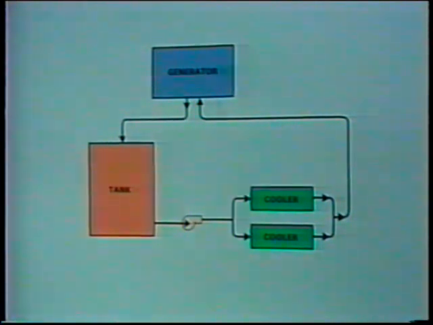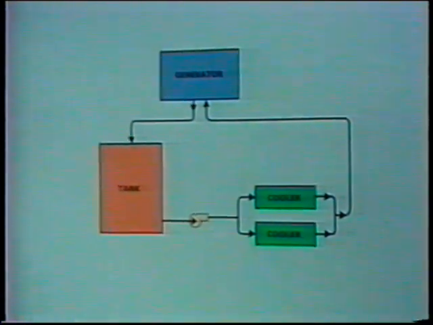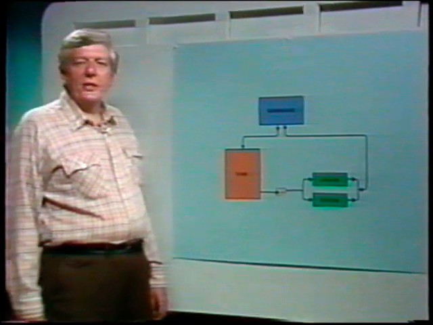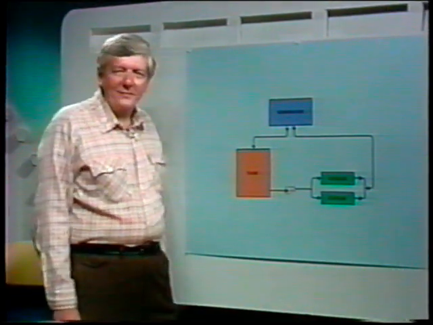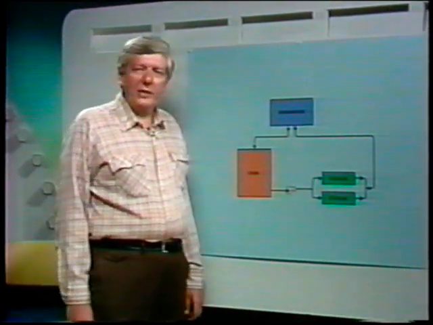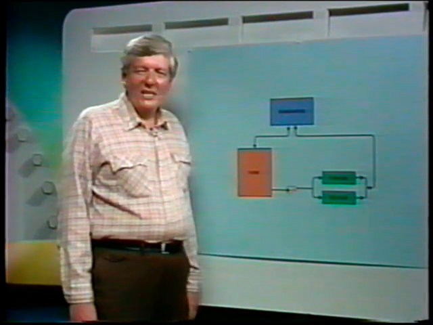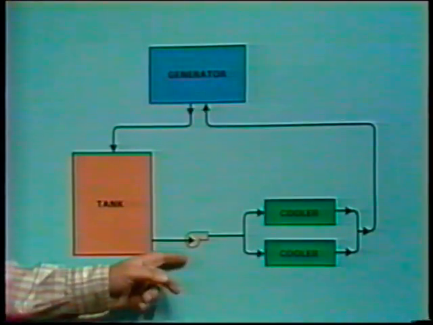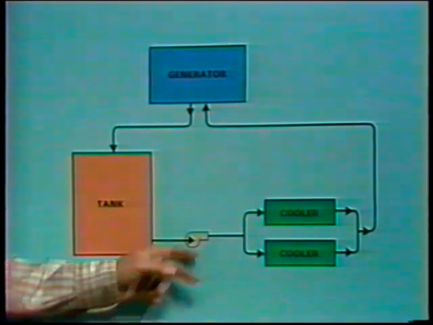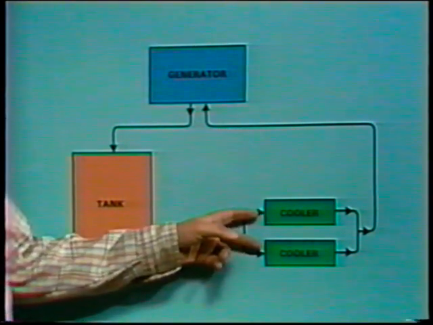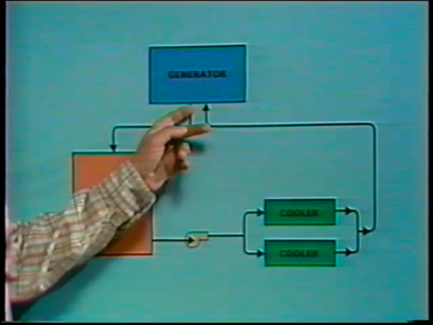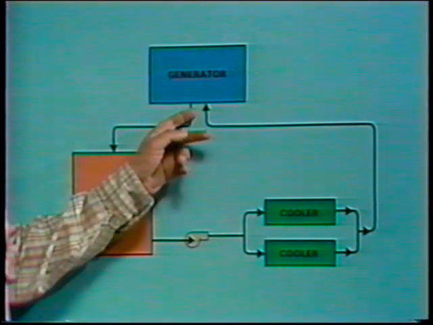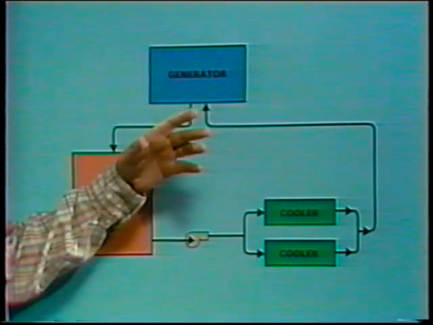Here's a schematic of a typical water cooling system. If the AC generators in your plant have a water cooling system, they're likely to be built similarly to the one we'll describe here. Let's follow water flow through the system, starting at this pump. The pump forces water through coolers and then into the generator, where it flows through the windings. As it does that, it picks up heat and carries heat out of the generator.